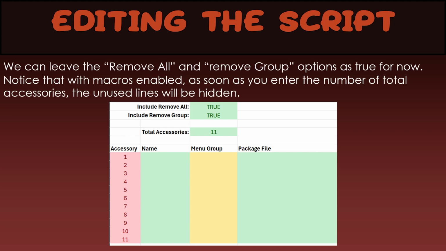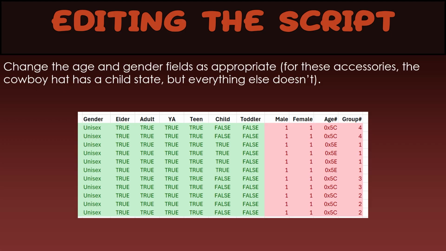And then we want to enter the total number of accessories. And if we have the macros enabled correctly, then it's only going to show the lines that we actually need to fill out. Over to the right of that, we have a couple of different fields, gender, and the age groups that get enabled with the accessory. And we can just enable and disable these as we like. You can see, for example, I have on the ones that are available for child, I have child enabled as well, but on the ones that are only for teen to elder, I have child disabled.